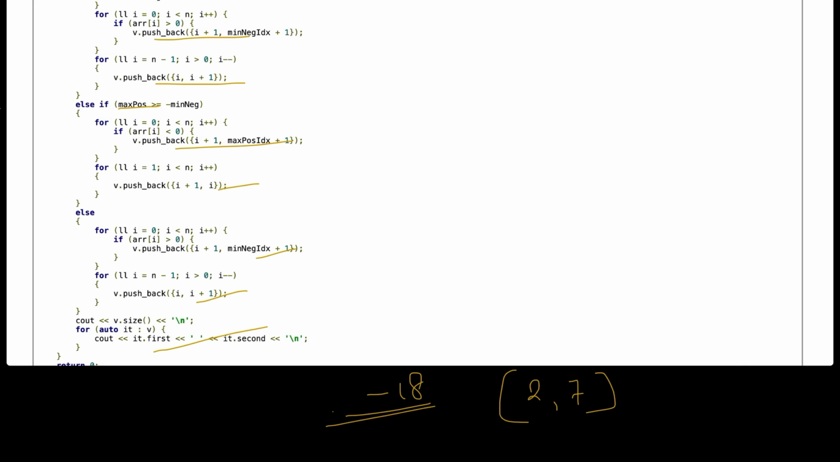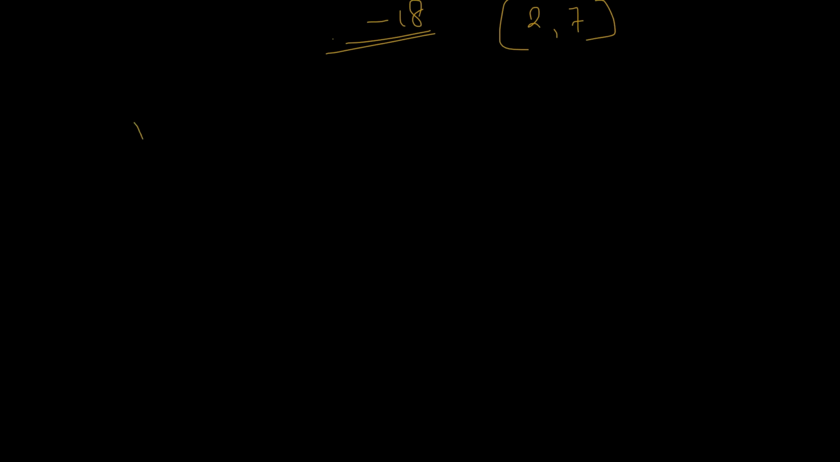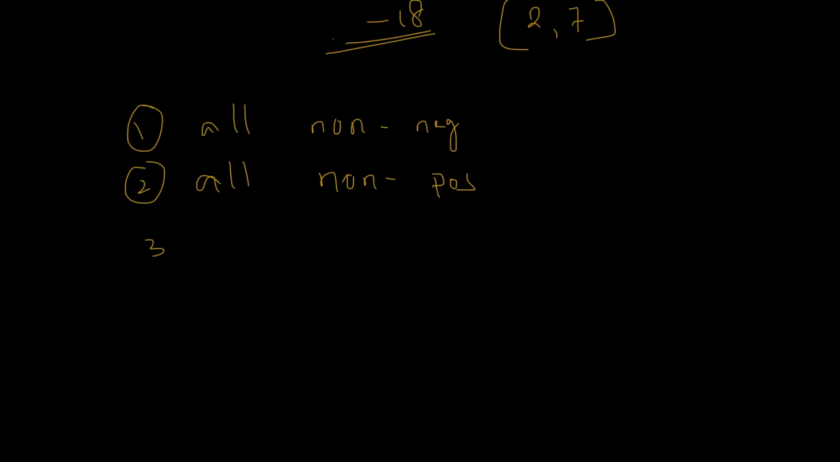I know this is quite long and pretty confusing. It will be better if you do a dry run and check all the cases by yourself. There were 6 cases. The first case was all non-negative. The next case was all non-positive. The next case was where the count of positive is greater than or equal to 13.